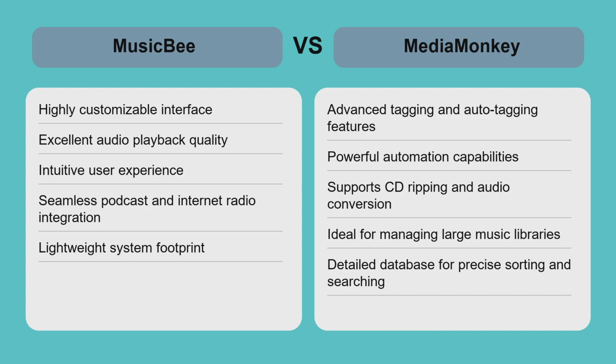MusicBee's lighter system footprint contrasts with MediaMonkey's more resource-intensive but feature-dense approach. Both support plugins and additional features, so the choice depends on whether you prioritize simplicity or advanced library control. Choose MusicBee if you want an intuitive, customizable music player with excellent sound quality and easy library management without overwhelming complexity. MediaMonkey is the best choice for users managing extensive music collections who need powerful automation and tagging features.